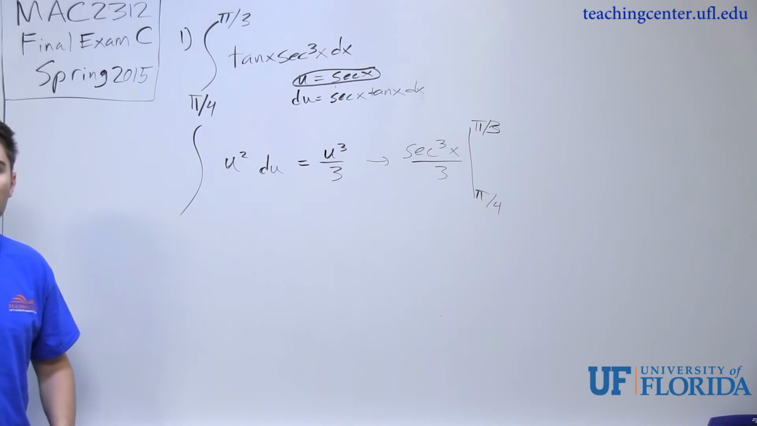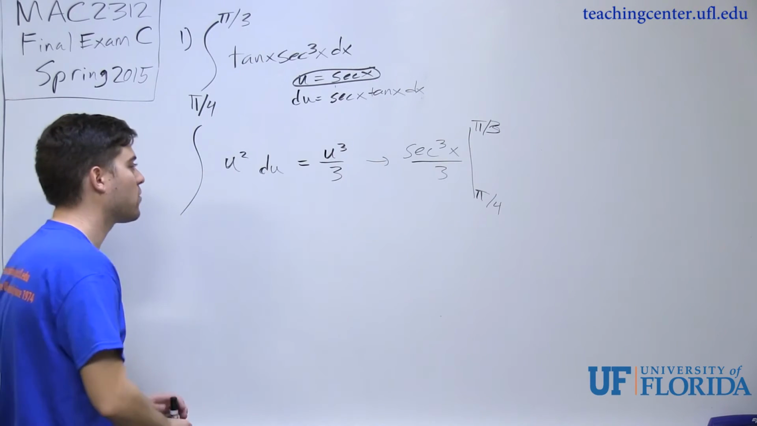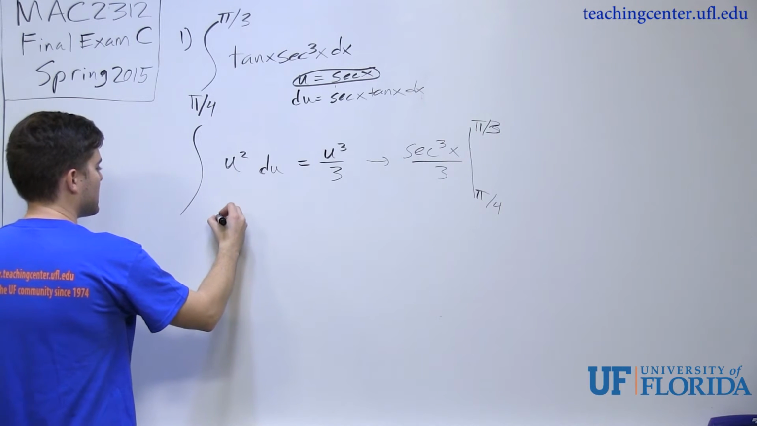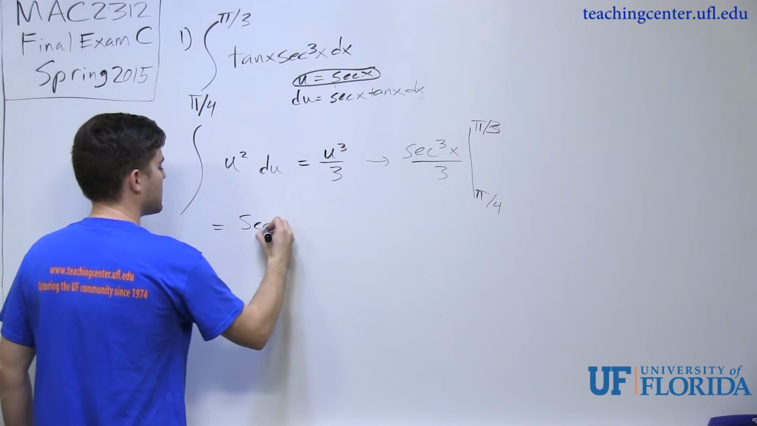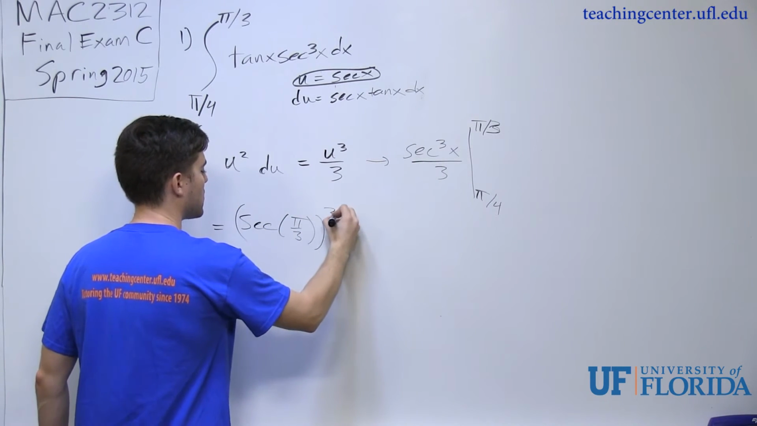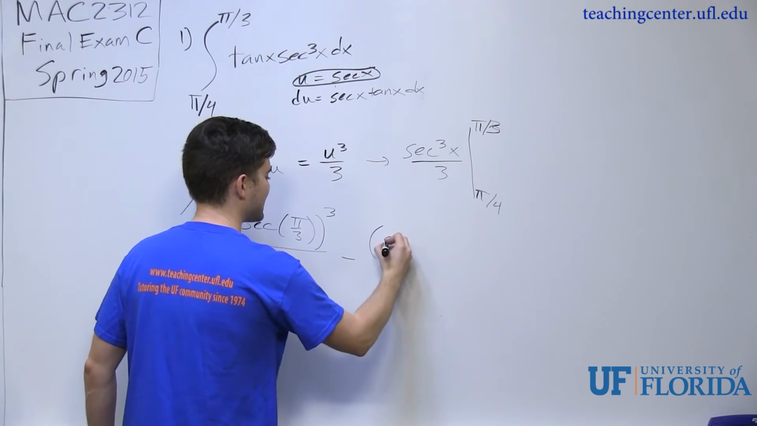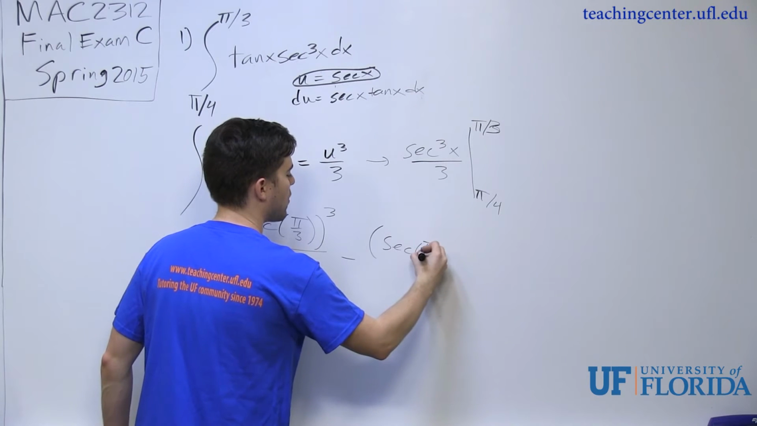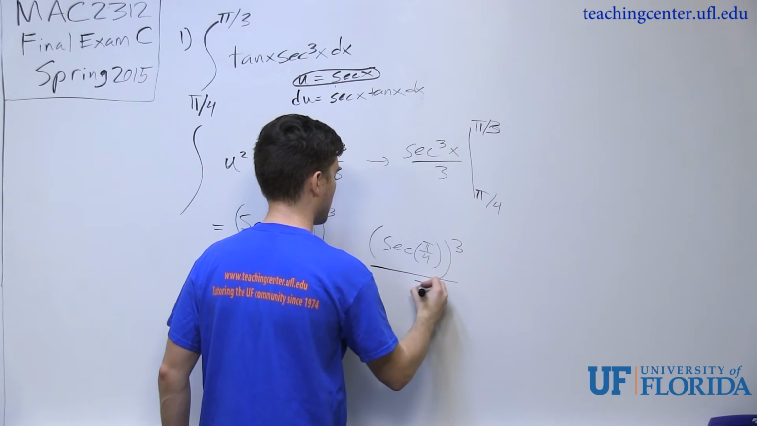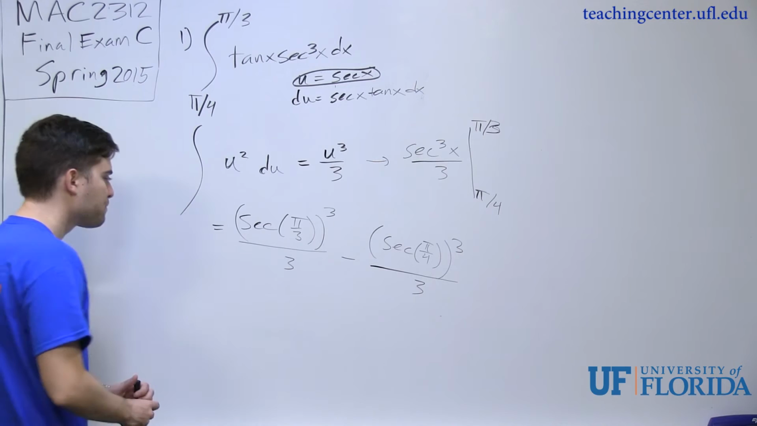So now I have my boundaries and I have my integration, so I can go ahead and plug in and see what values I get. So the first thing I'm going to plug in is secant of pi over 3, and that's going to be cubed all over 3, minus secant of pi over 4 quantity cubed over 3. So now I just need to evaluate these functions and see what I actually get.